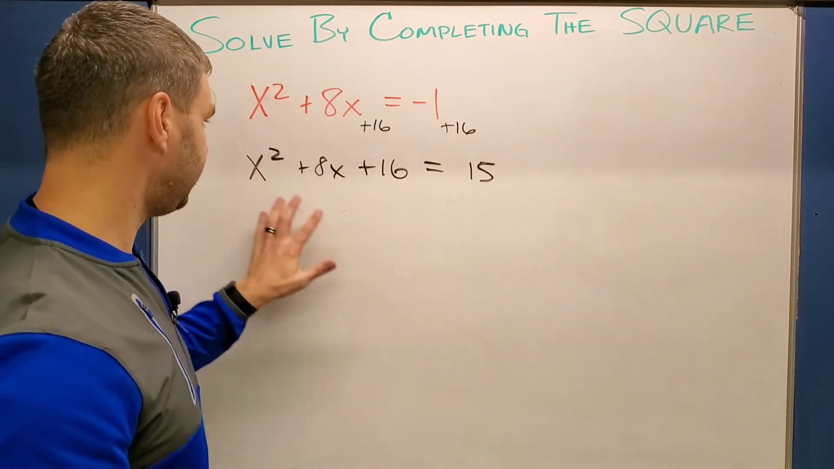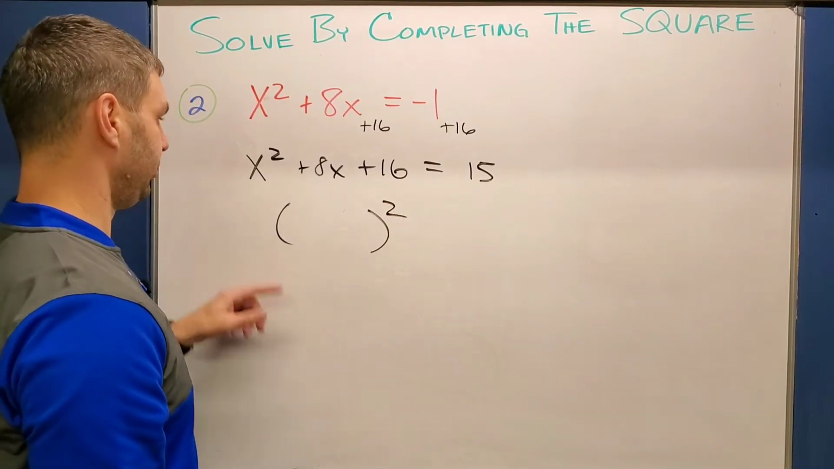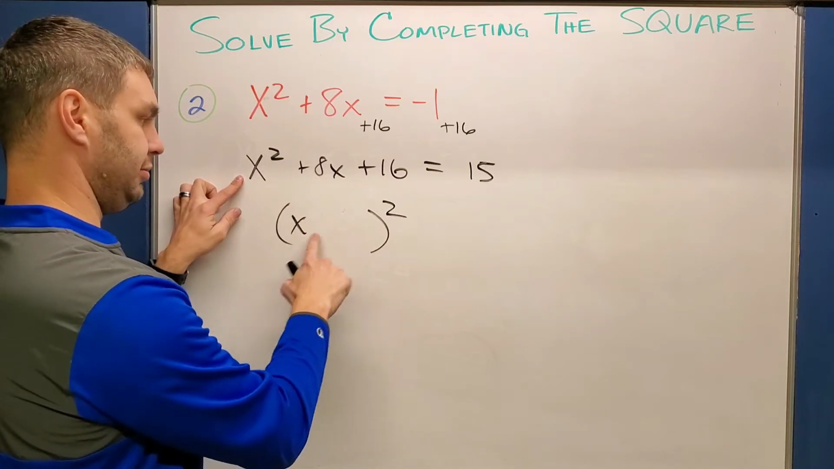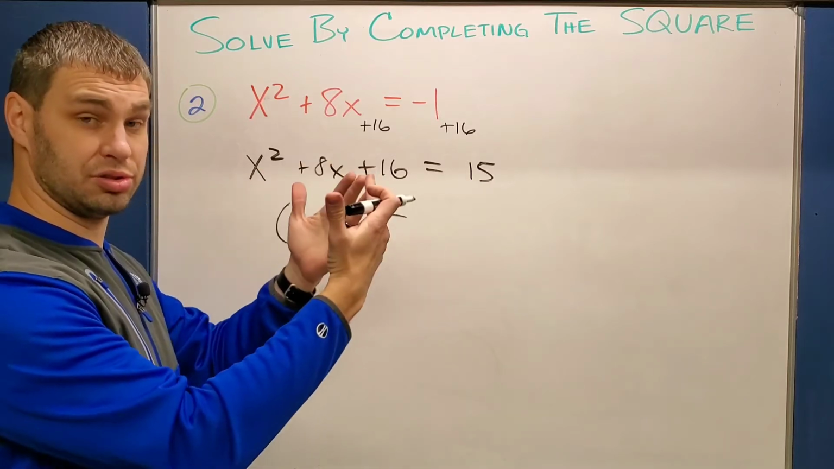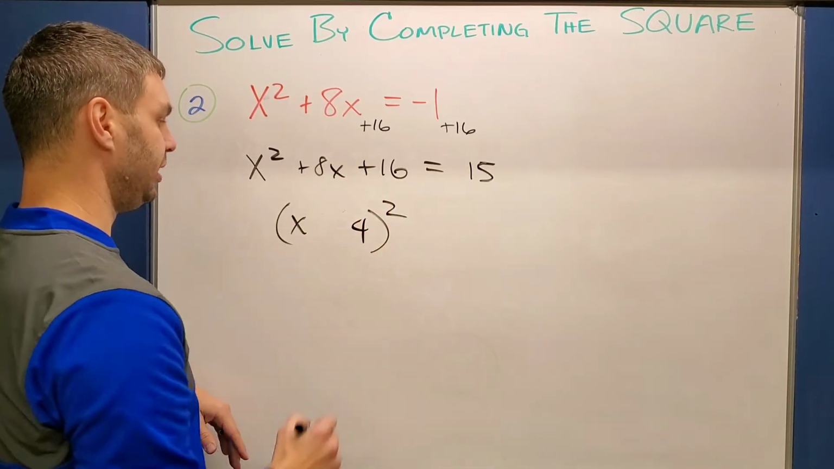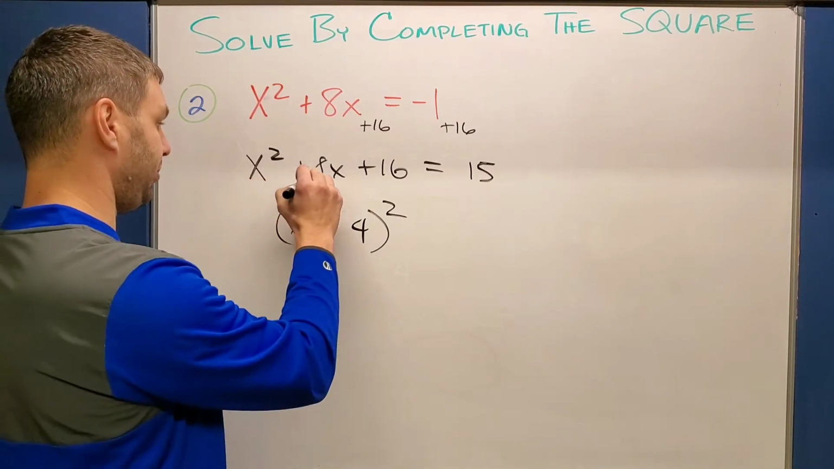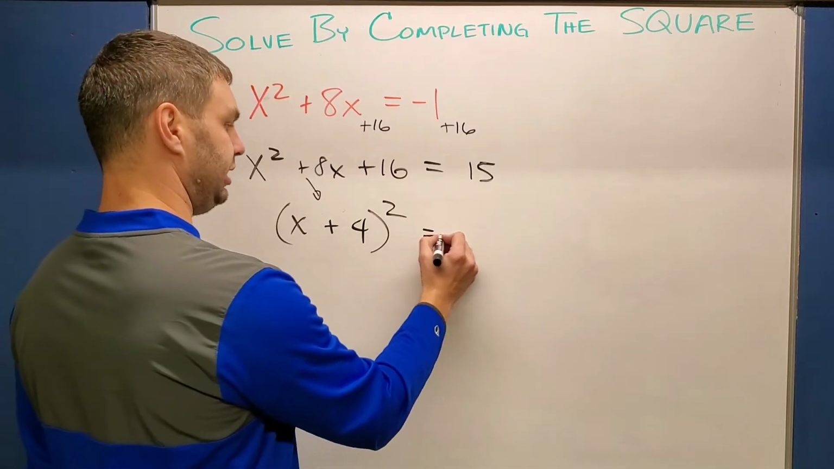Okay, again, the reason we did this is because I can write this as a binomial squared. And again, the way I write that is I'm going to take my x, since it's x squared, and then again, this 16 came from taking 4 and squaring it. So I'm going to put a 4 here. And then again, the sign in front of my b term is positive, so I can pop that positive down in right there. All right, this still all equals 15.